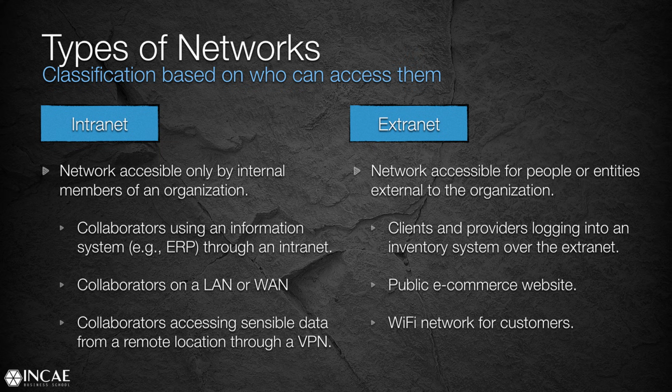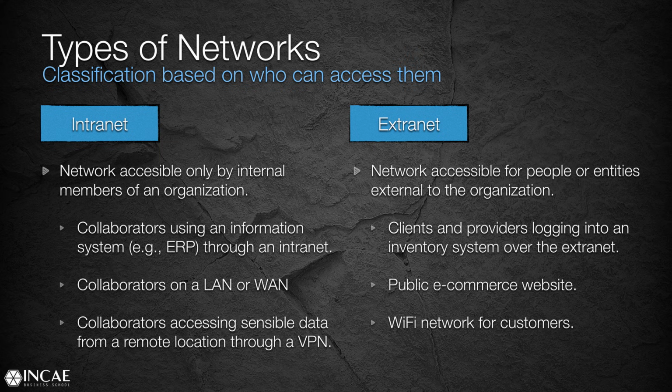We finally have extranets, which are networks designed to be accessible by people or entities external to an organization. A very widely known example of a big extranet is how Walmart offers its suppliers access to its stock, such that the suppliers themselves know when it is necessary for them to start shipping more goods into Walmart's warehouses. They know this by connecting to Walmart's extranet.